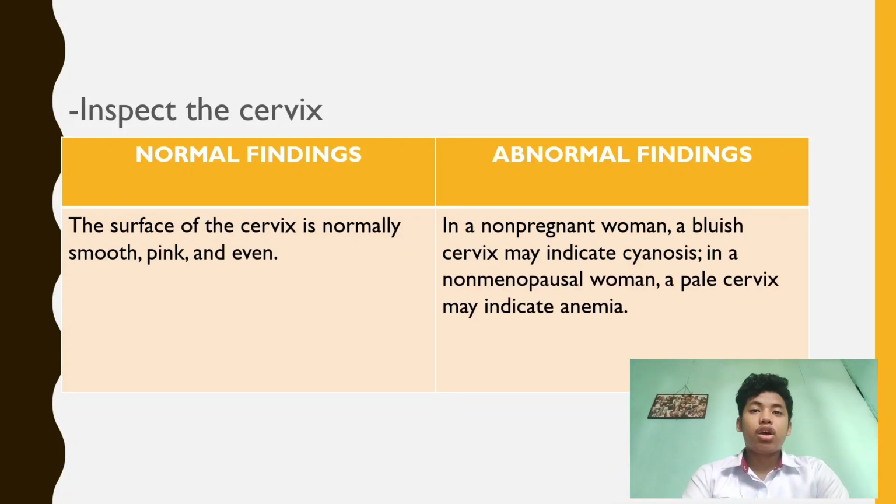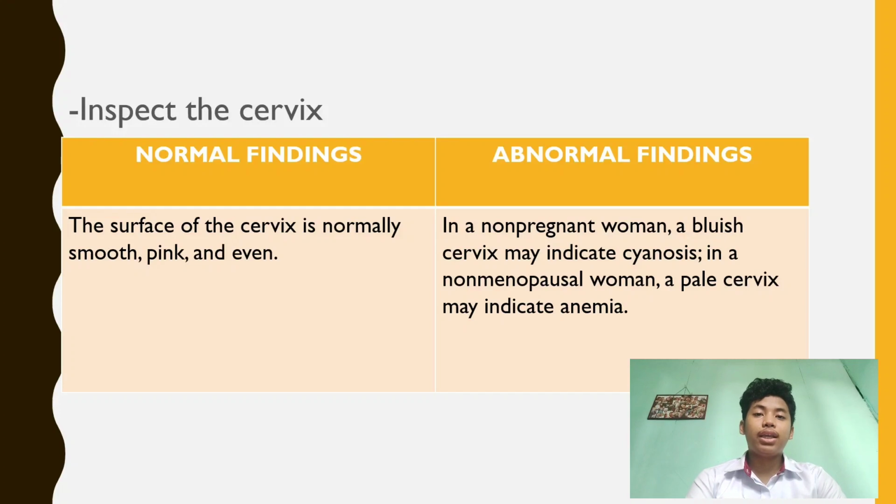Inspect the cervix. Observe cervical color, size, and position. For the normal findings, the surface of the cervix is normally smooth, pink, and even. Normally, it is midline in position and projects 1 to 3 centimeters into the vagina. In pregnant clients, the cervix appears blue, which is Chadwick's sign.